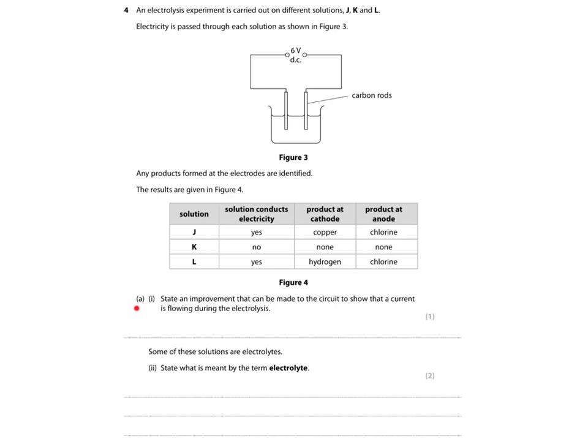So, first question, state an improvement that can be made to the circuit to show that a current is flowing during electrolysis. So what measures a current? What piece of equipment can we use to measure a current? Well, an ammeter is a piece of equipment which we can use. We can attach it in series, and we can use it to prove that a current is flowing because an ammeter measures current. In series just means that the wires are connected directly to the ammeter, which is different to a voltmeter, which is connected in parallel.